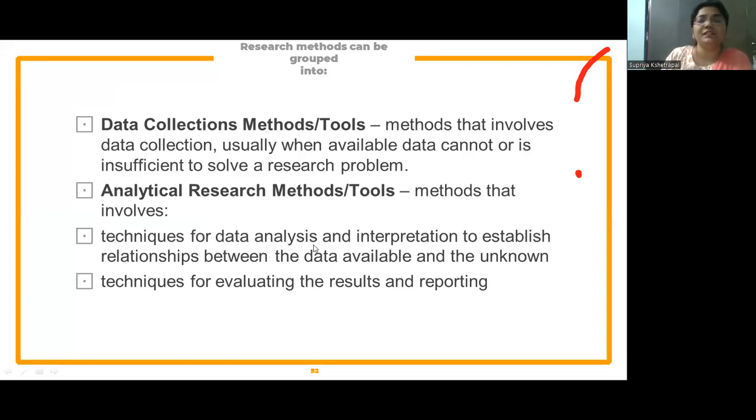Now let us see some tools. The research methods can be grouped into these two, or we can say tools: data collection methods or tools. That method involves the data collection, usually when the available data cannot solve or is insufficient to solve the research problem.